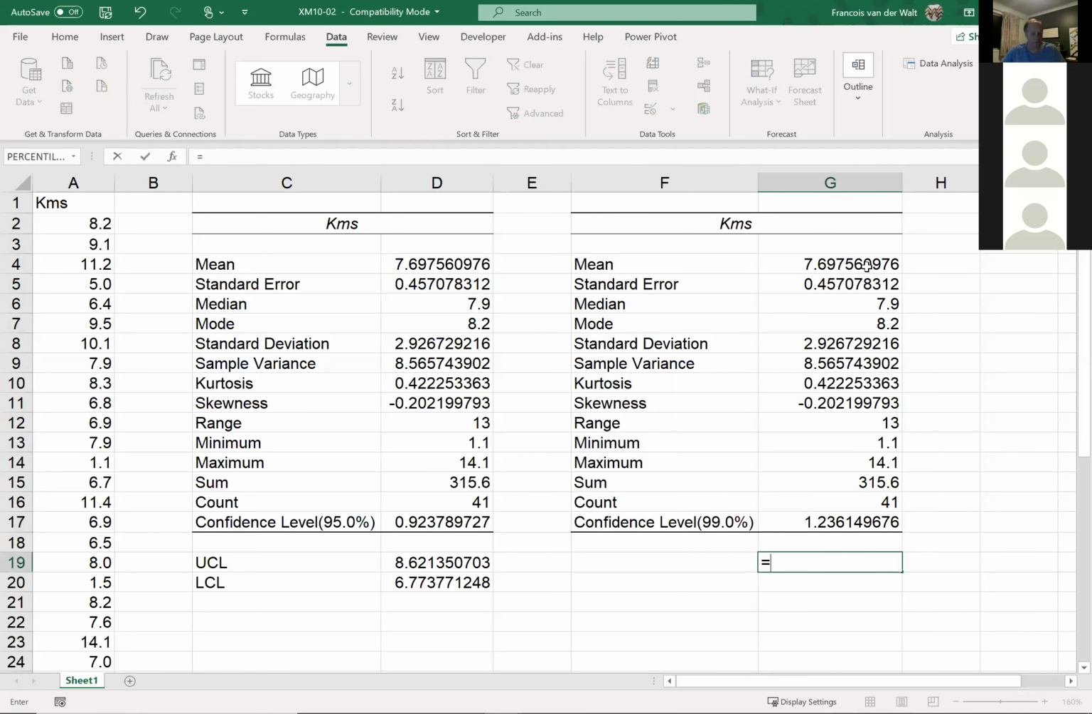Okay. So I do exactly the same calculation. That plus this gives me the upper confidence limit, and that minus this gives me the lower confidence limit. Okay, any questions?